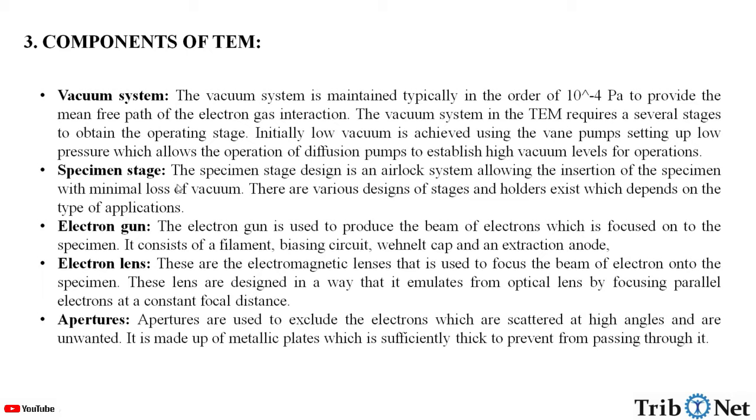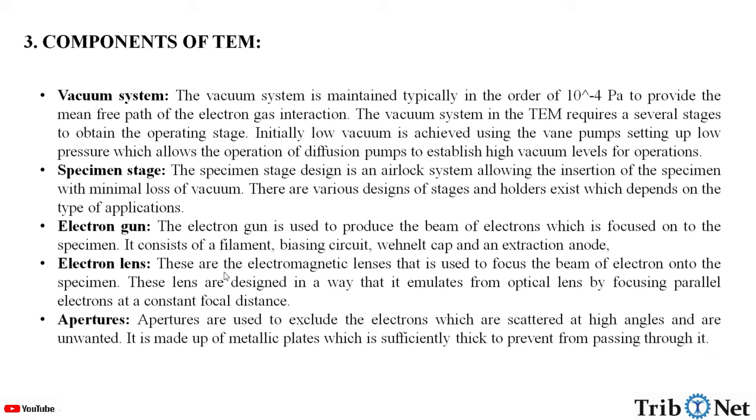Specimen stage. The specimen stage is designed in an airlock system, allowing the insertion of the specimen with minimal loss of vacuum. There are various designs of the stages and holders, which depend on the type of applications. Electron gun. The electron gun is used to produce the beam of electrons which is focused onto the specimen. It consists of the filament, biasing circuit, Wehnelt cap and extraction anode.